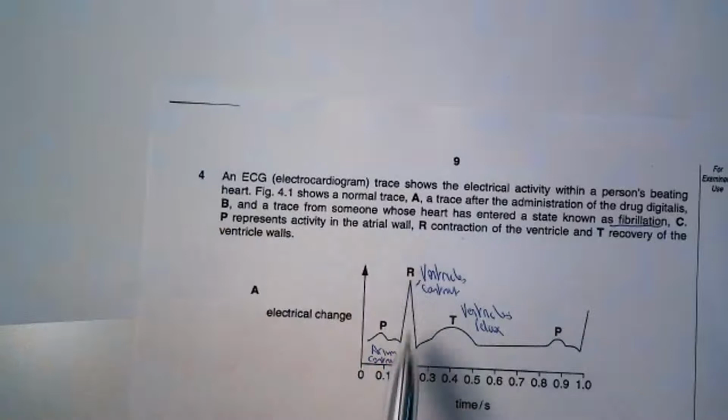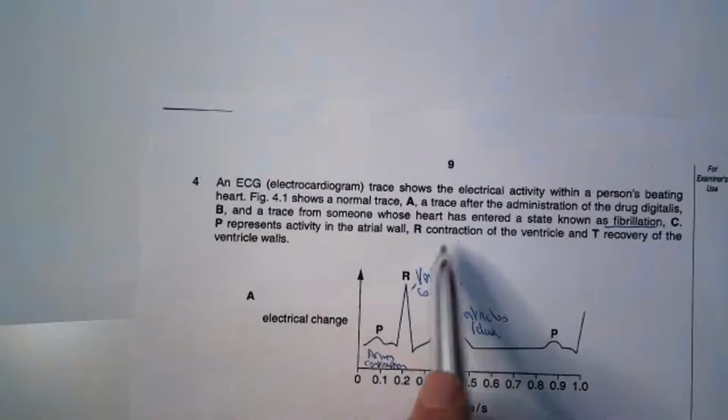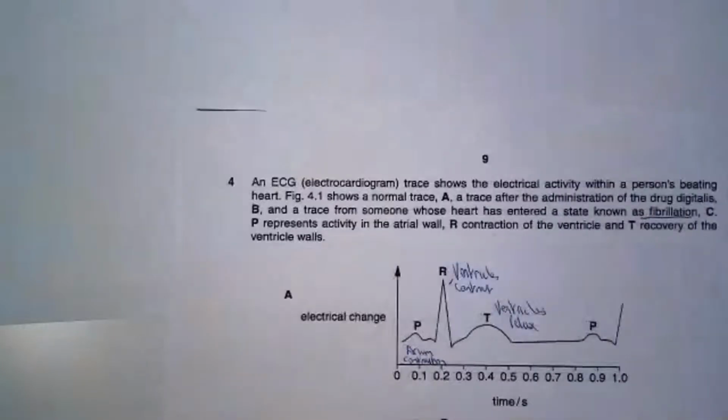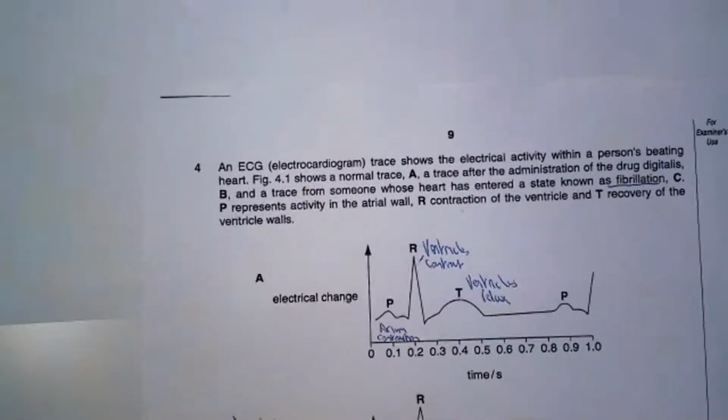P represents activity in the atrial wall. We've already talked about that. R is a contraction of the ventricles, and T is the recovery of the ventricles. So we've already talked through that.